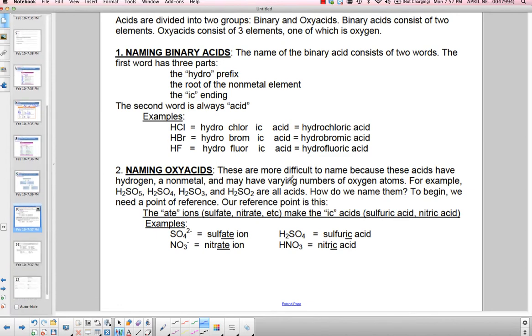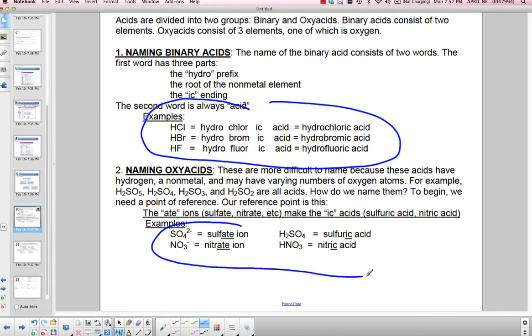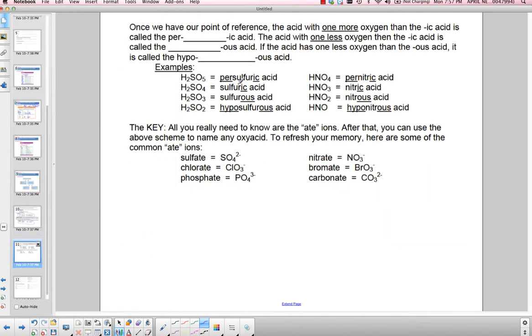This is just a wrap up of what we were just talking about, naming the binary acids, okay? Naming the oxyacids, we already talked about this, but this one here is just maybe one step further. So usually it's SO4, right? So that would be sulfate, so it goes to sulfuric. But if you have 1 extra oxygen, then we use the word per in front of it, so it's persulfuric acid, okay? Ite still goes to ous, so sulfurous acid.